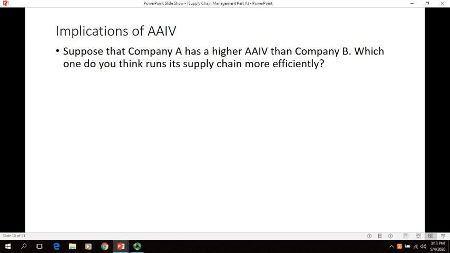So can we use this number to make a conclusion? For example, suppose company A has a higher AAIV than company B. Which one do you think runs its supply chain more efficiently? The one with a higher AAIV or the one with a lower AAIV? The one with a lower AAIV, because a higher AAIV means higher inventory value. That means a higher cost of holding inventory.